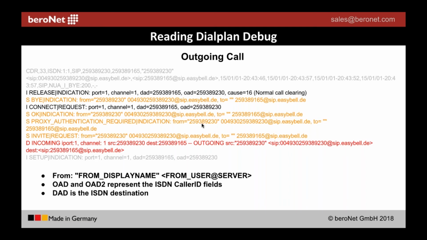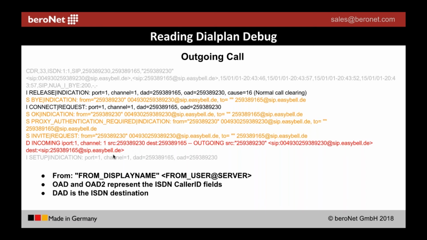Here, down here, setup indication port 1, channel 1, DAD is the number we're calling, and OAD is the caller ID, essentially, in ISDN. Here I can see that it's only accepting a local number. It's not going to accept my area code for the specific ISDN PBX, and it's not going to accept my international code. It's only going to allow me to make calls with a local number. Sometimes it'll be more flexible, but if you don't get that number formatting exactly as the ISDN PBX expects it, it's simply not going to accept the call.